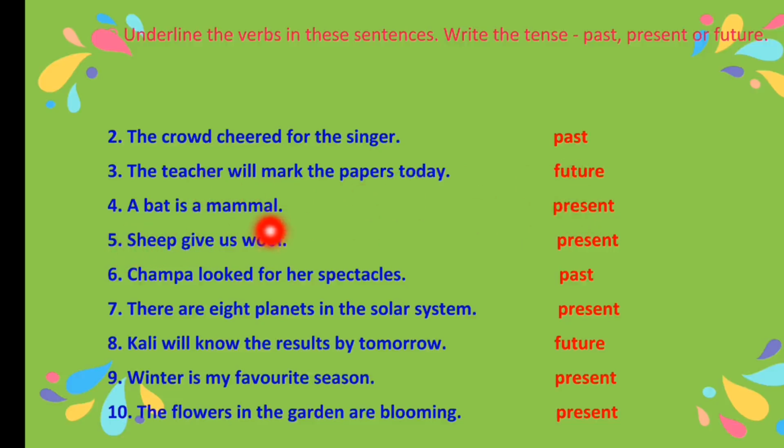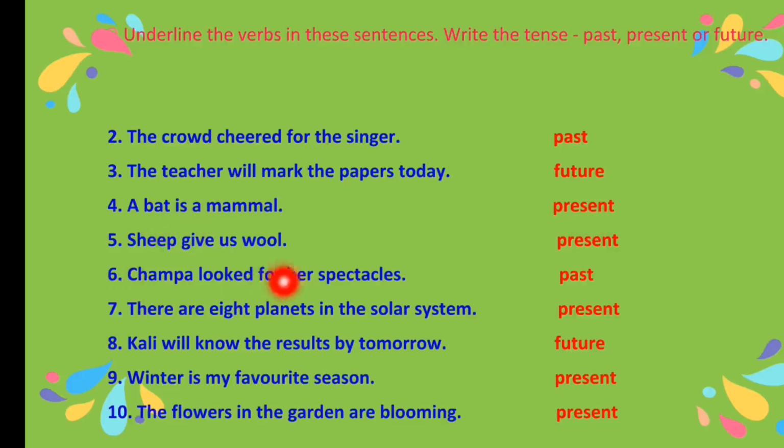A bat is a mammal. Let us see what the subject is. A bat is the subject. Is is the verb. A mammal is the object, right? So let us see, is comes under present tense.